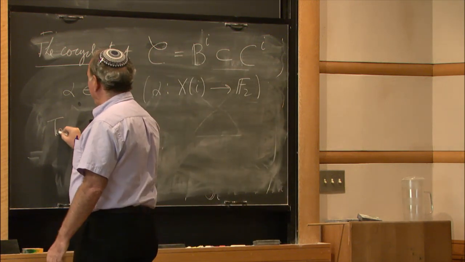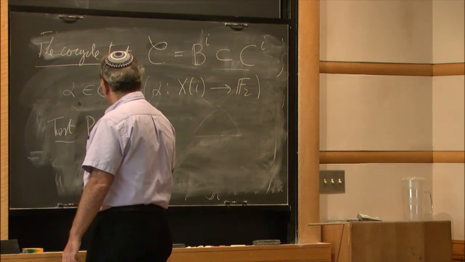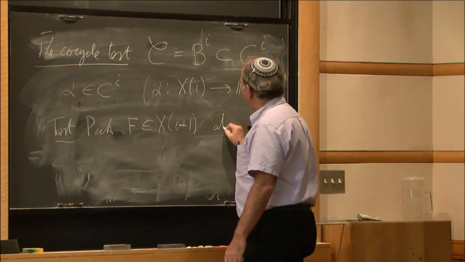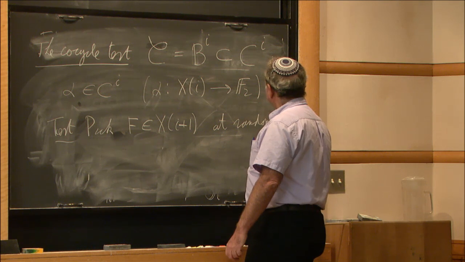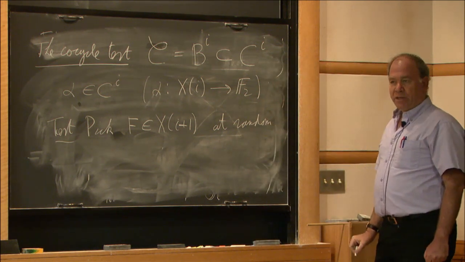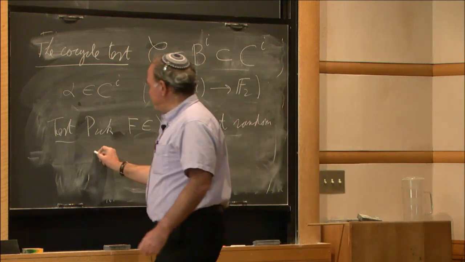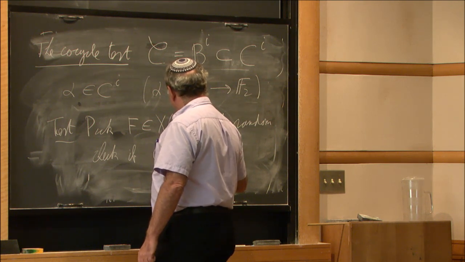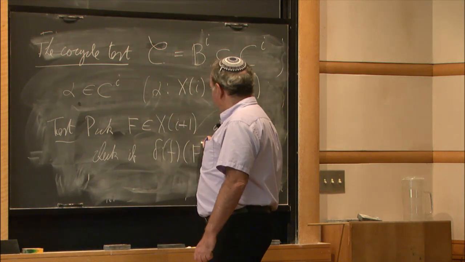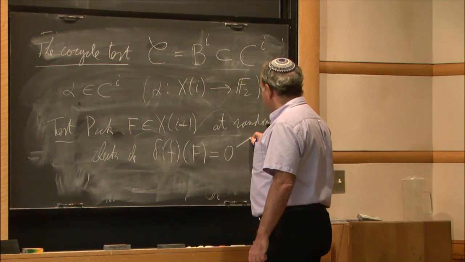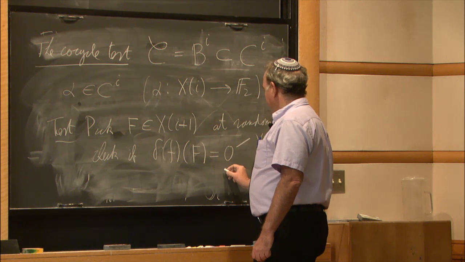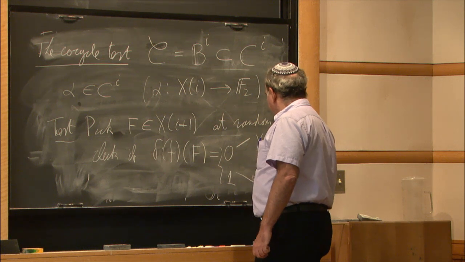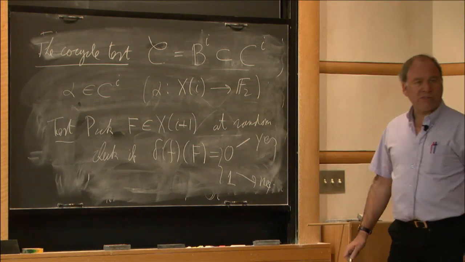The test will be the following. Pick F in Xi plus 1 at random, and check if delta of alpha on F is zero or not. If it's zero, answer yes. If it's not zero, if it's one, answer no. This is the test. This is the check.